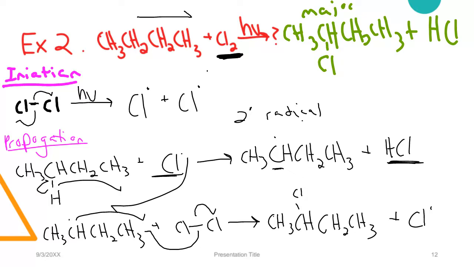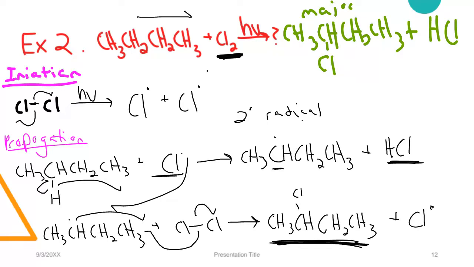Okay, and this is my second product, and then I reformed this radical, which can then go back to this step, attack another molecule, alkane, and then these 2 steps just cycle until you run out or until you stop. Any questions? Did I lose anyone?